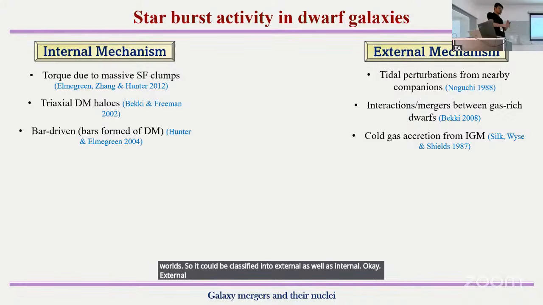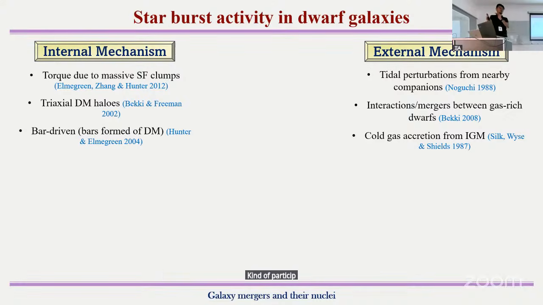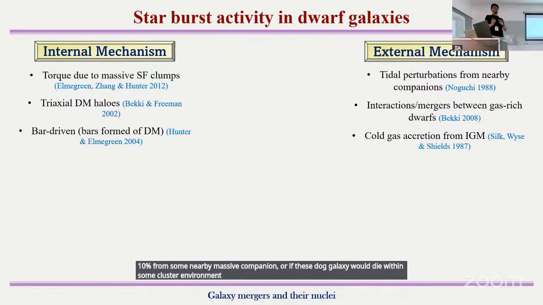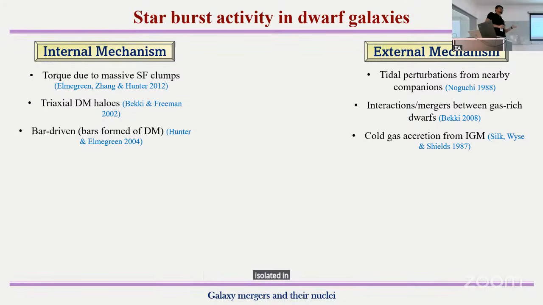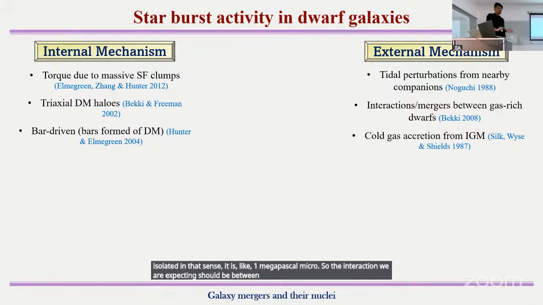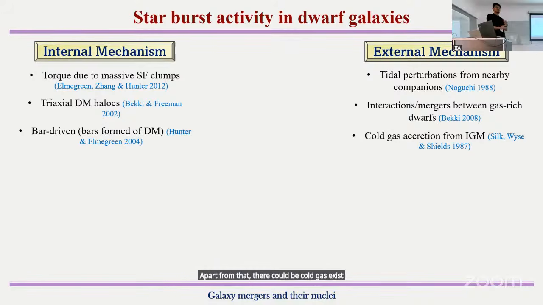External mechanisms include tidal perturbation from some nearby massive companion, or, if these dwarf galaxies are lying within some cluster environment, or it could be the interaction between the same kind of gas-rich dwarf galaxies. Here, our sample is isolated in that sense. It is lying 1 megaparsec away from any massive galaxy. So the interaction we are expecting should be between the dwarf galaxies. Apart from that, there could be a cold gas acquisition scenario from the IGM surrounding the galaxies.